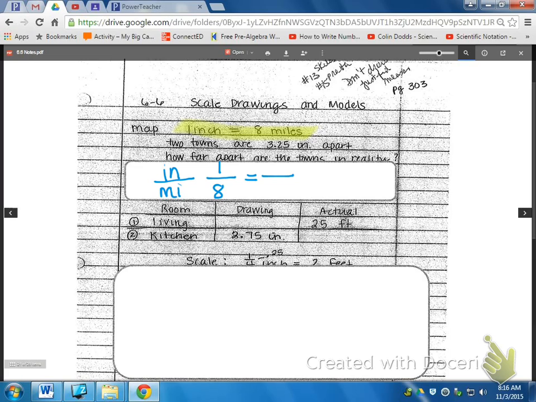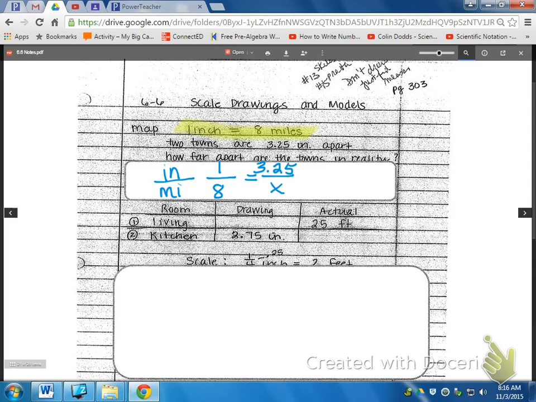Now it tells us there are two towns 3.25 inches apart. How far apart are the towns in reality? So 3.25 inches apart. On that other side, am I going to put that on the top or the bottom? The top, because it's inches. So we're going to put 3.25, and then let's go ahead and put X on the bottom. That's okay. It can be any letter.